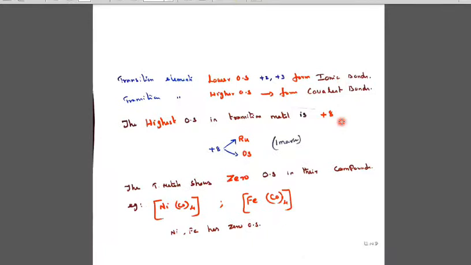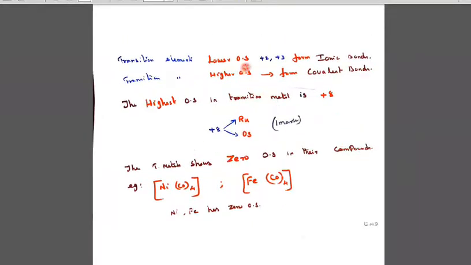So in transition elements, we have lower oxidation states and higher oxidation states. Lower oxidation states are +2 and +3, which form ionic bonds. But higher oxidation states form covalent bonds. Remember this: lower oxidation states form ionic bonds, higher oxidation states form covalent bonds. The +2 and +3 will form ionic bonds. Beyond +3, that is +4, +5, +6, +7, they form covalent bonds.